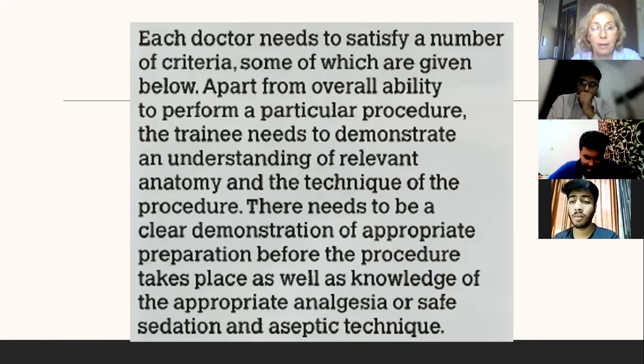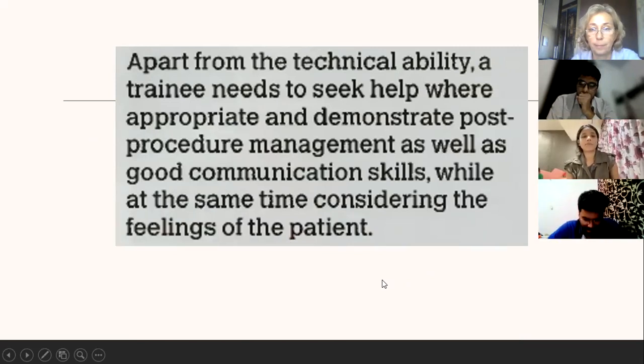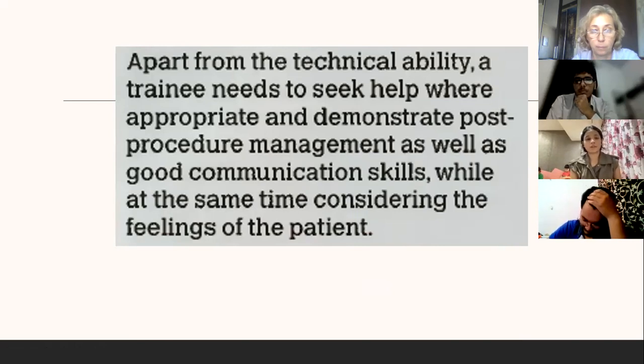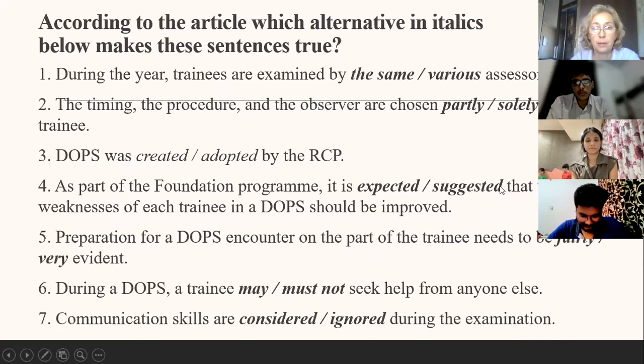So the last piece of information, let us listen to Apeksha, please. Apart from the technical ability, a trainee needs to seek help where appropriate and demonstrate post-procedure management as well as good communication skills, while at the same time considering the feelings of the patient. So the focus here is on management skill and communication skill. So post-procedure management. Okay, and so I think we understand everything.